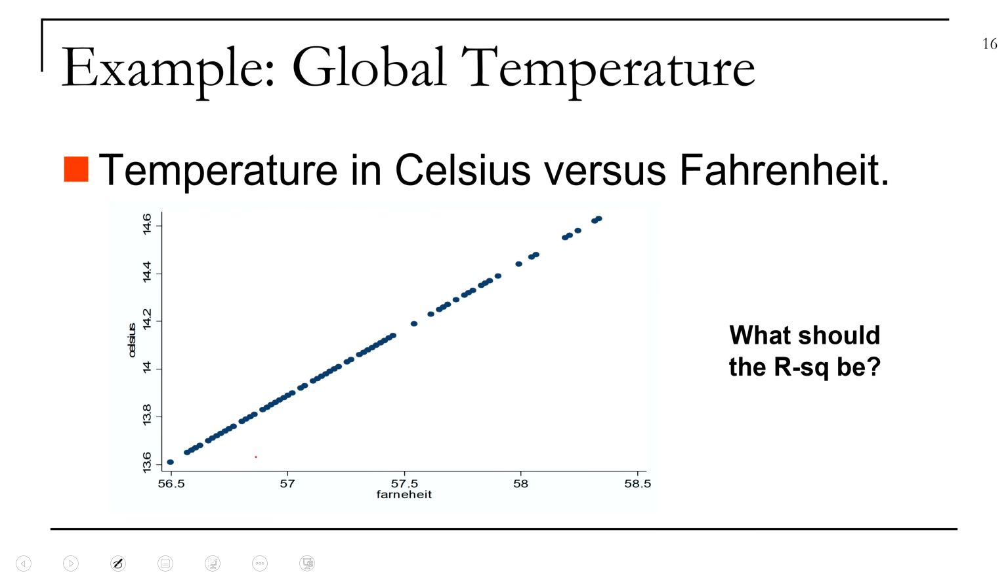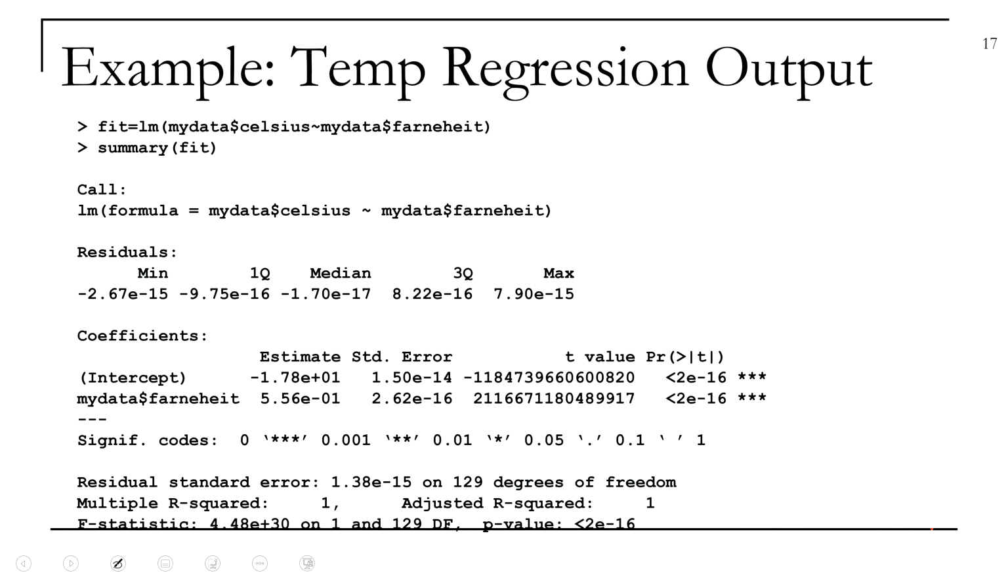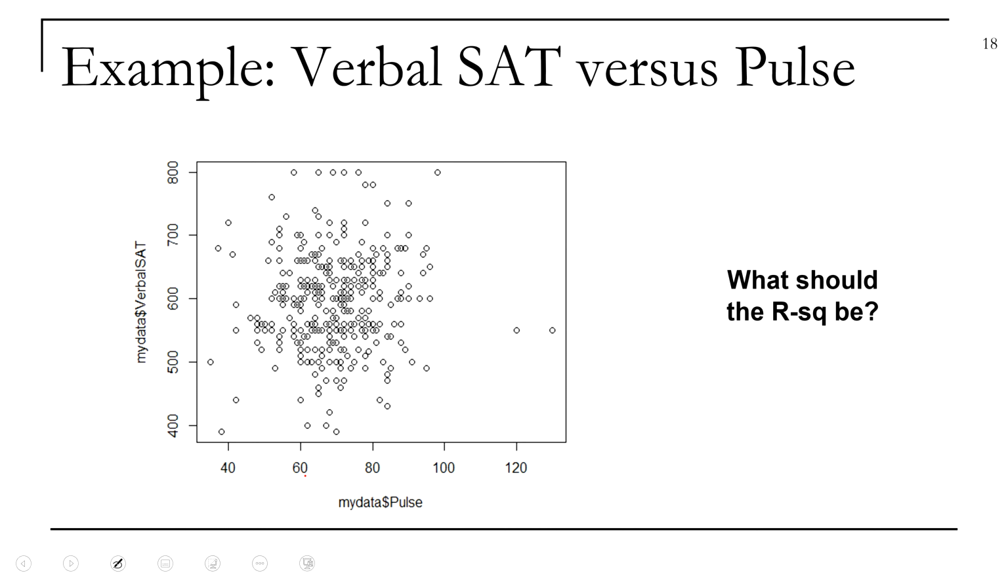Here's an exact relationship. This is temperature around the world in Celsius, temperature around the world in Fahrenheit. Looks like an exact relationship. R squared should be 1. Sorry about that, I was thinking ahead. R squared should be 1. What should S sub e be? Should be about 0, and that's what you see. That's 1.38 times 10 to the minus 15, and that is indeed about 0.